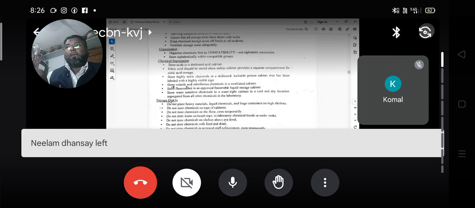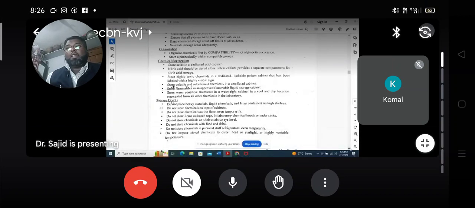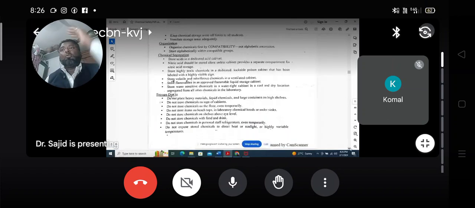First of all we have to see the do's, and second one is the don'ts. Do not place heavy materials, liquid chemicals and large containers on the high shelf. Do not store chemicals on the tops of the cabinets. Do not store chemicals on the floor, even temporarily. Do not store items on bench tops in laboratory chemical suites or under sinks. Do not store chemicals on shelves above eye level.